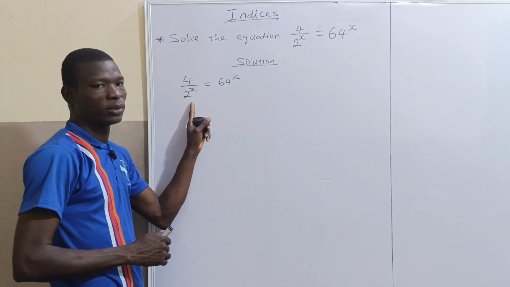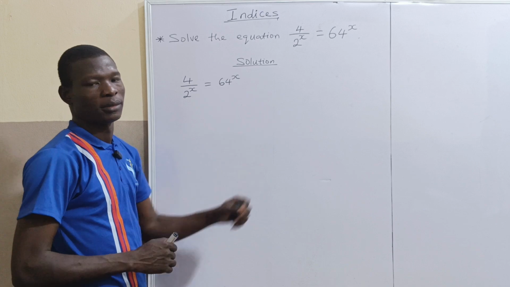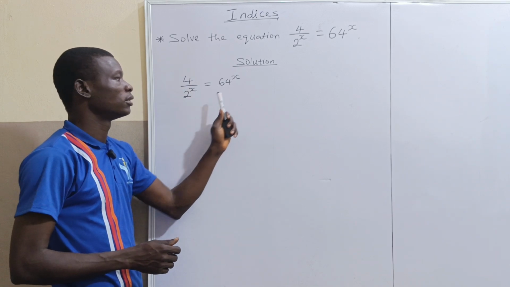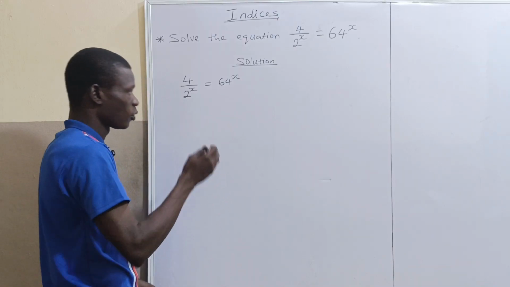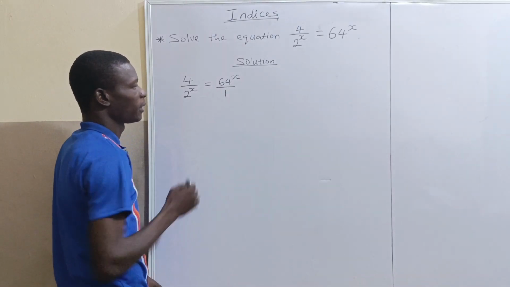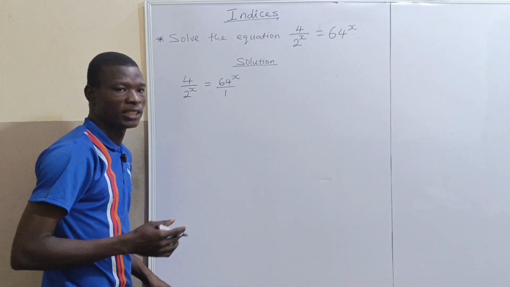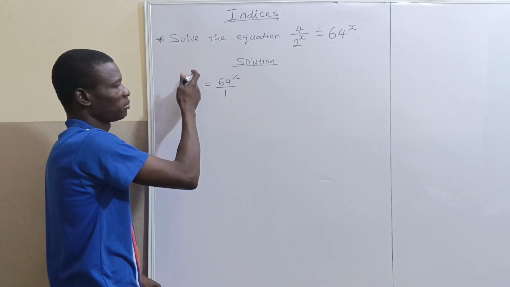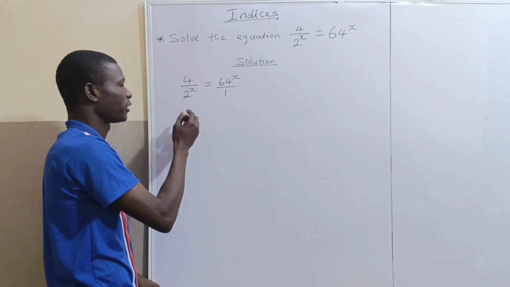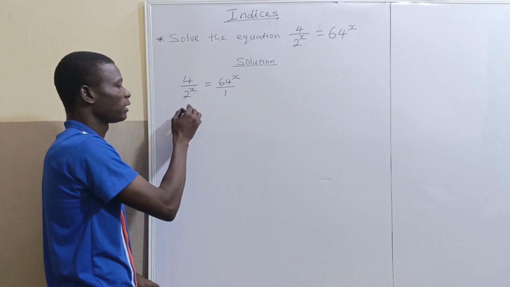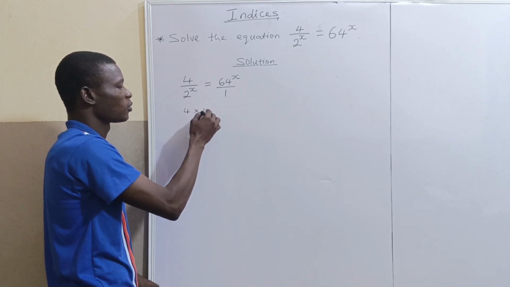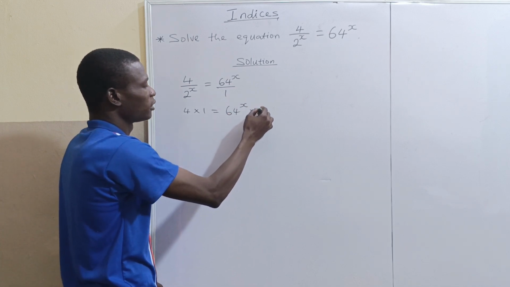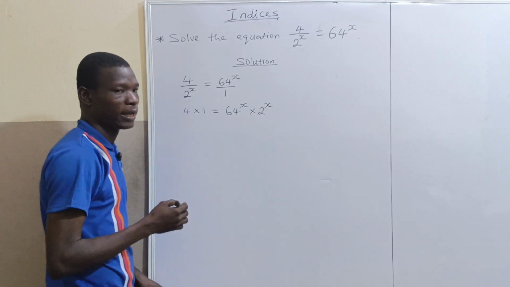4 over 2 raised to power x equals 64 raised to power x. Okay, so this is in the form of a fraction and this is in the form of a whole number. So we have to bring this also to the fraction format to bring out the homogeneity in both sides of the equal sign. So the next thing is what you are actually used to, very common, cross multiply. 4 times 1 equals 64 raised to power x multiplied by 2 raised to power x.